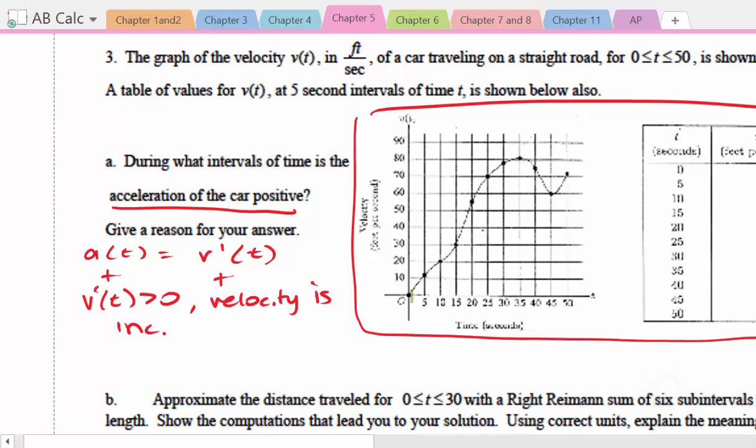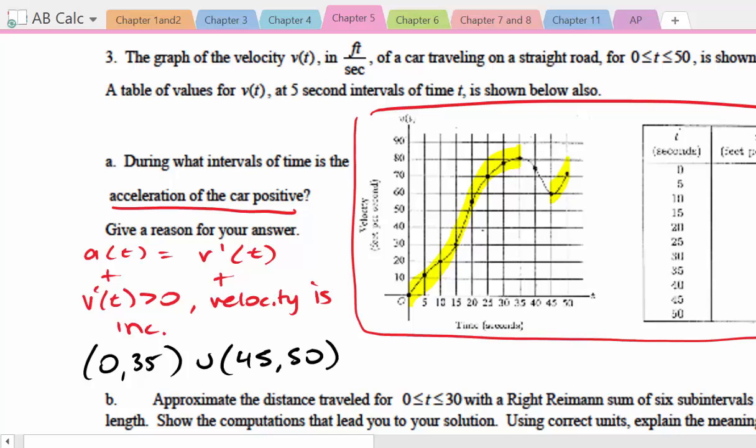If I look at this graph, where is velocity increasing? It's during those highlighted sections. So then I would have from 0 to 35 and from 45 to 50.